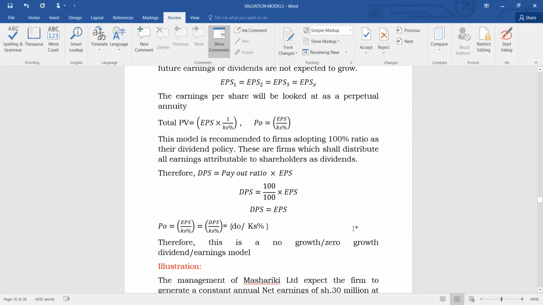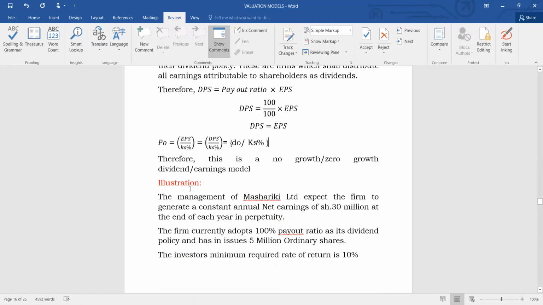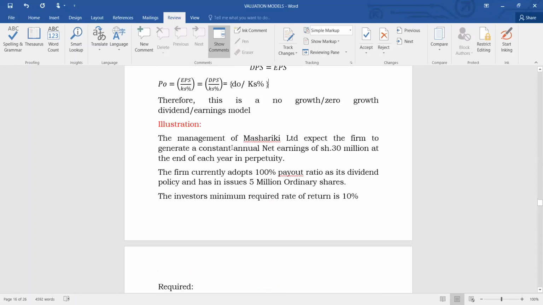Okay. I have given a small example here. Management of Mashariki Limited expects the firm to generate a constant annual earnings of 30 million at the end of each year in perpetuity. The firm currently adopts 100% payout as its dividend policy, and has in issue 5 million shares. The investor's minimum required rate of return is 10%.